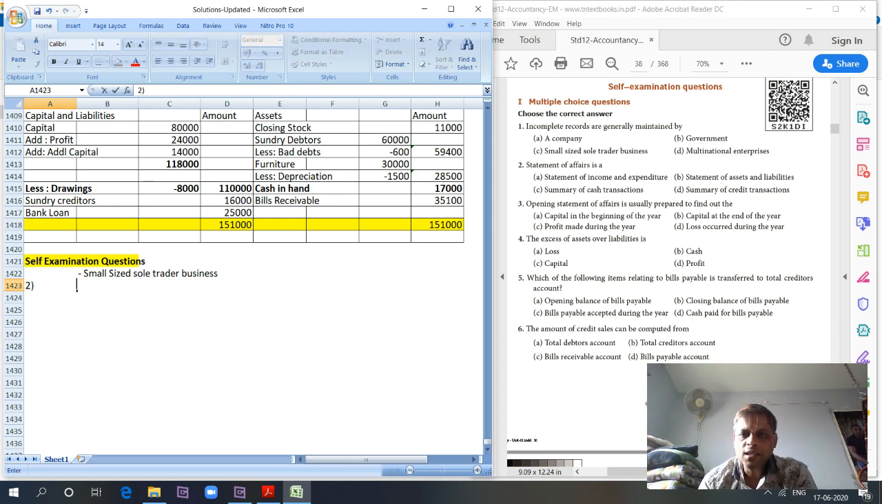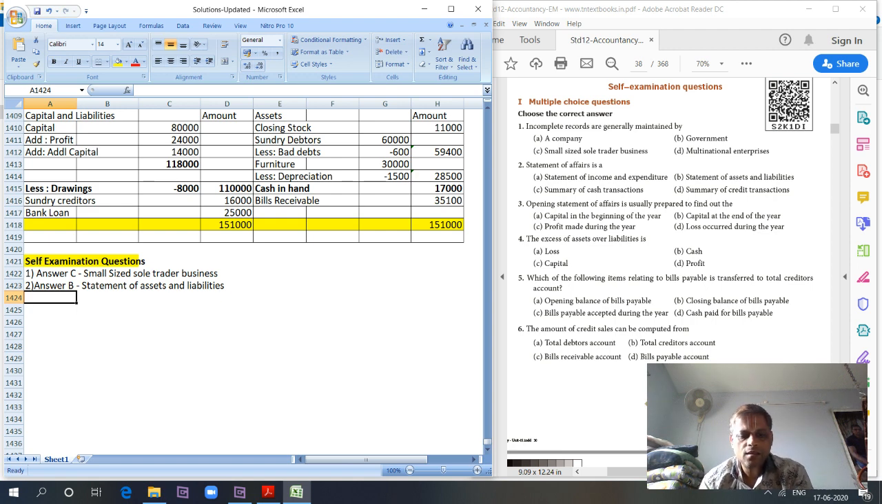Statement of affairs is a statement of income and expenditure, a statement of assets and liabilities, a summary of cash transactions, or a summary of credit transactions. The right answer is B, statement of assets and liabilities. It does not include all the income and expenditure, but it includes all the assets and liabilities to identify the capital of the business. It includes cash as well as credit transactions. Everything that comes to the mind of the sole trader goes into this, as part of the statement of assets and liabilities.